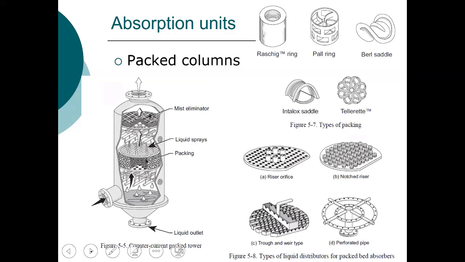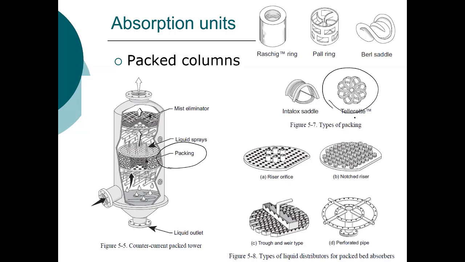We can also use packed columns. Again, same as what we've talked about previously. What we have is a chamber. We have some sort of packing in that chamber. You see, we have a way to distribute the liquid, to try and distribute it equally so that we have good contact. The packing material can be plastic, it can be PVC, it can be polypropylene, it can be ceramics, it could be metals. But it's a type of material where you have a significant amount of surface area.